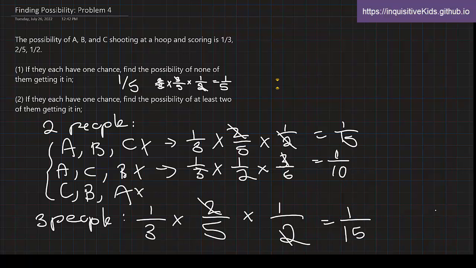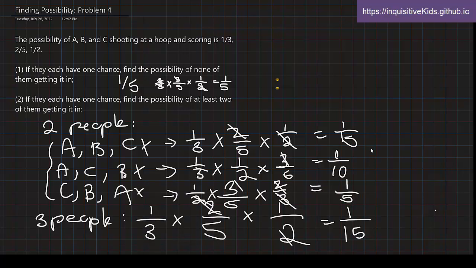Now let's look at C, B, and A. So C got it in, B got it in, but A did not get it in. So the possibility of C getting it in would be 1/2. The possibility of B getting it in would be 3/5. And we also multiply the probability of A not getting it in, which is 2/3. If we multiply this, we get 1/5.